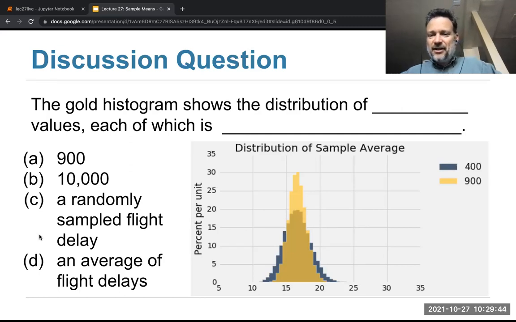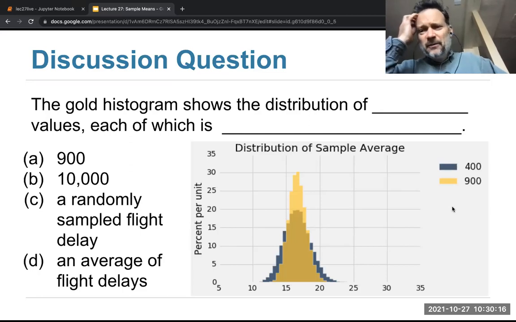You can see it as a legend on the graph. The gold one is the narrower one, so it must be 900. On the right corner, the yellow indicates 900. So let's talk through what that 900 represents. What is that 900? 900 is the size of the sample. Okay, good. So you understand what that represents.